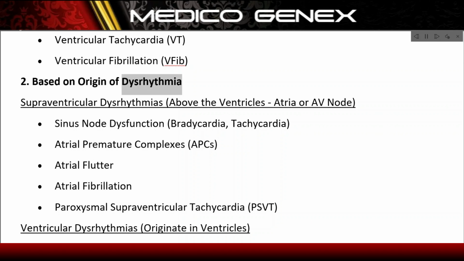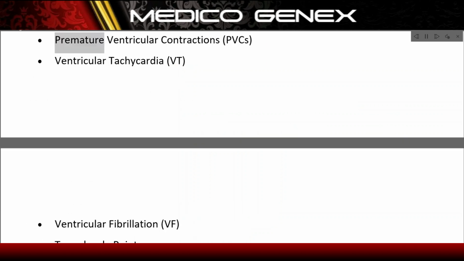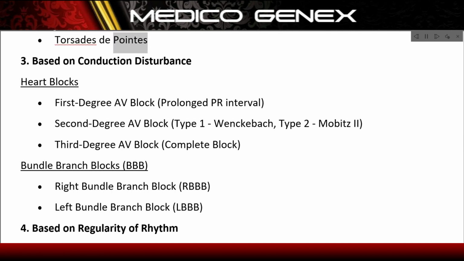2. Based on origin of dysrhythmia. Supraventricular dysrhythmias, above the ventricles, atria or AV node. Sinus node dysfunction, bradycardia, tachycardia. Atrial premature complexes, APCs. Atrial flutter. Atrial fibrillation. Paroxysmal supraventricular tachycardia, PSVT. Ventricular dysrhythmias, originate in ventricles. Premature ventricular contractions, PVCs. Ventricular tachycardia, VT. Ventricular fibrillation, VF. Torsades de pointes.